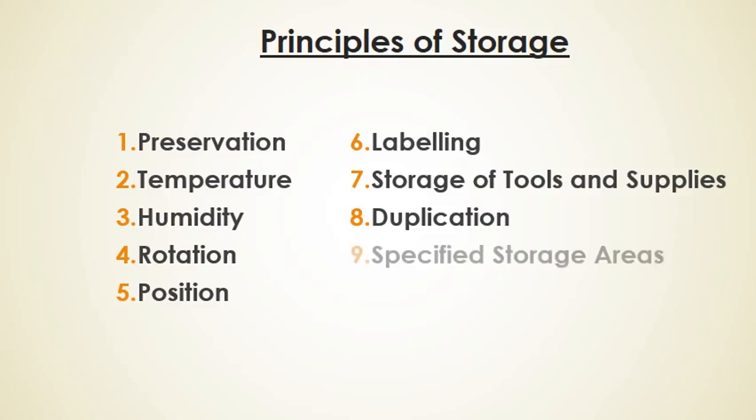Then specify storage areas. Place all material and equipment used in a single type of process in the general area in which the process is to be carried on. For example, cups, plates, and water glasses should be stored closer to the dining area. And spices and other cooking items such as oil, which are most frequently used, should be near the cooking area.